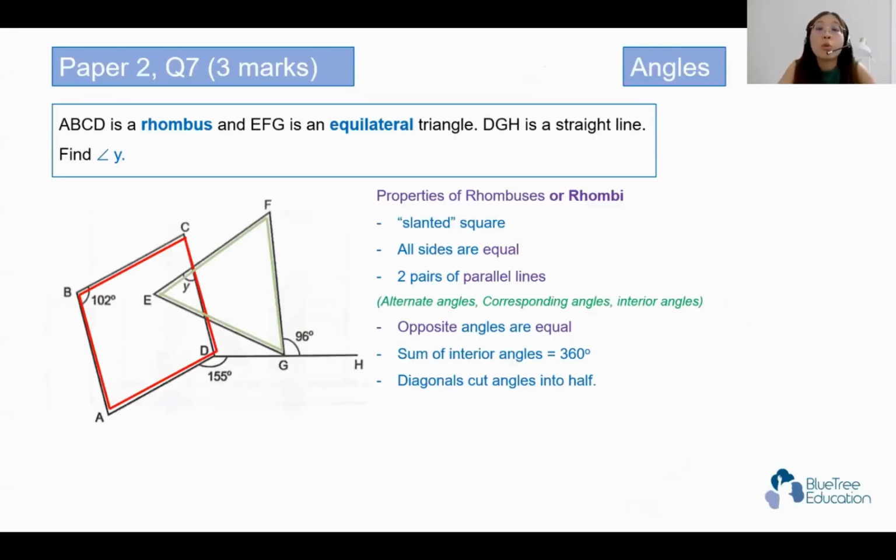So this is a paper 2 question, question 7. Let's start off with the properties first. Let's not solve the question first, okay? They say that ABCD is a rhombus. As you can see, there's a rhombus there in red, okay?